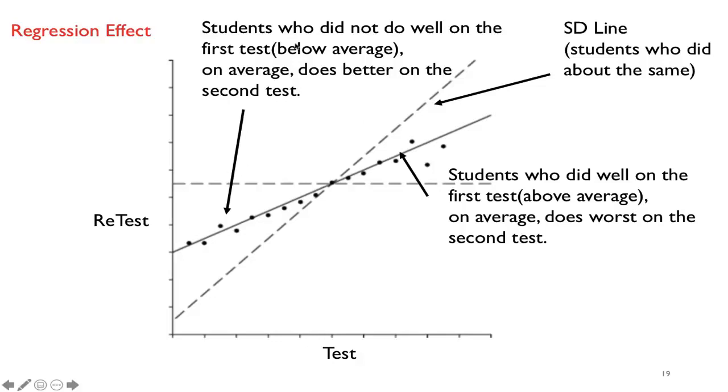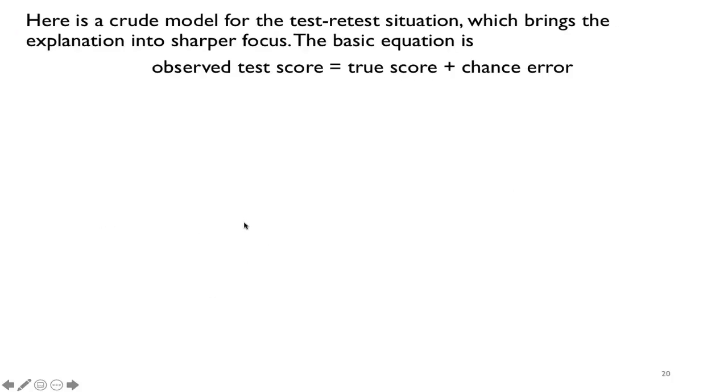So this is the regression effect. It says that the top group did slightly worse on the second test, whereas the bottom group did a little bit better on average on the second test. And I think another example that can clarify this is to look at the observed test score versus the true score of the student.